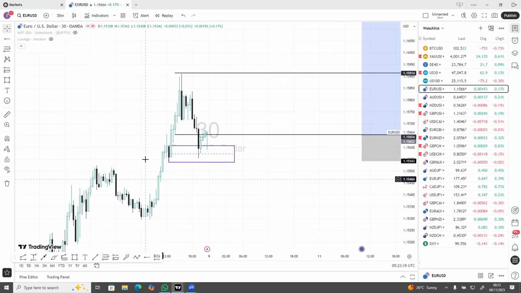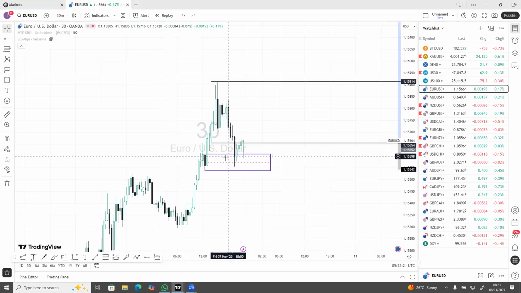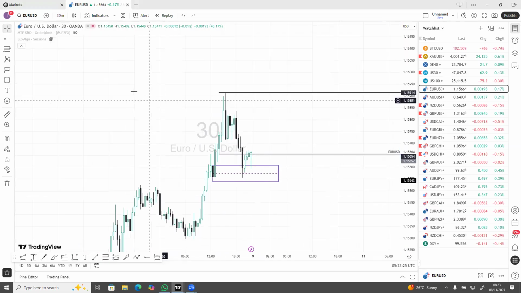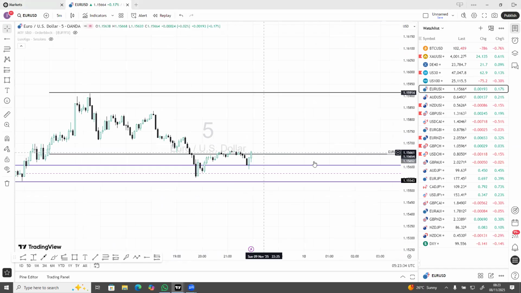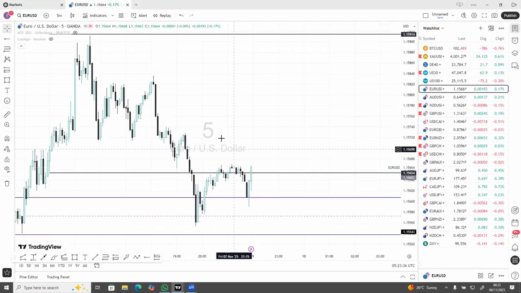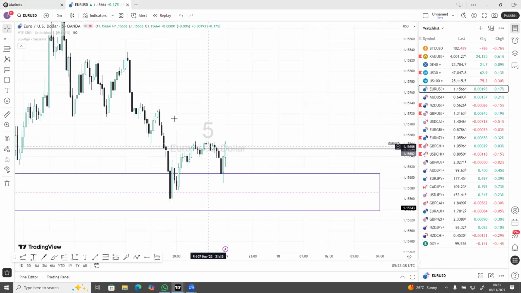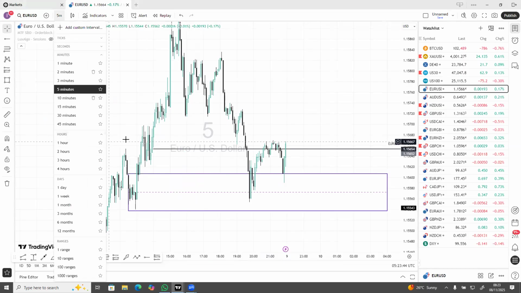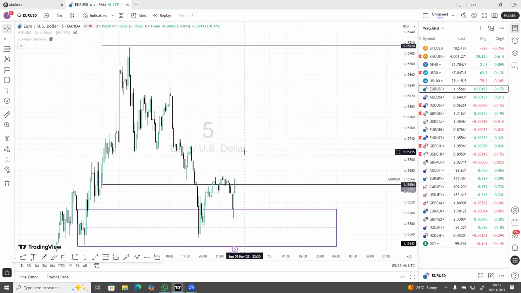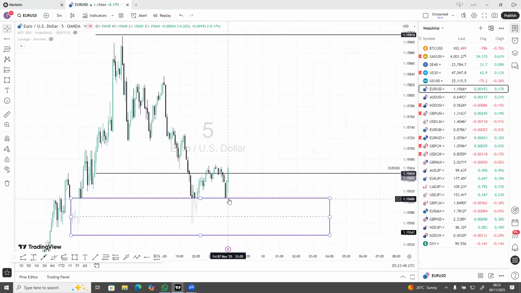There was demand resting below here. You can see price initially mitigated that demand in a push up. Shifting to 5 minutes, on 5 minutes we have a market structure like this, so it is still creating a good market structure on the lower time frame.